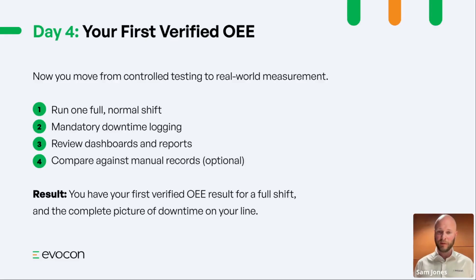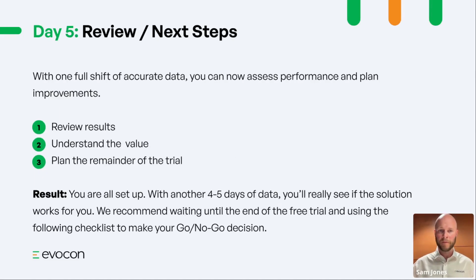Day 4, so at this point we should have everything configured and up and running properly. So this is the time to run a full shift in Evocon. At this point you want to have your operators engaging with Evocon, adding the downtime reasons, and we can already start to dig into and set up various dashboards and look at how the data is coming into the report. Again, on day 4, we're still doing a little bit of validation, so we might want to compare the results against your current production monitoring process, which might be pen and paper, just to make sure that everything is working as it should.